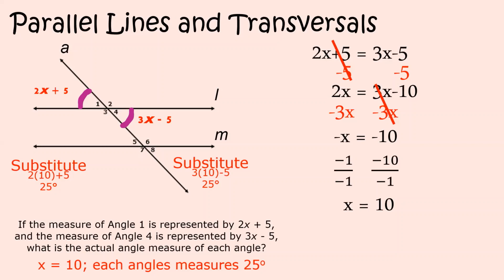So when you have vertical angles, remember they have to equal the same value. And if they don't, then something went wrong in solving that equation. So you have to go back and check your equation.